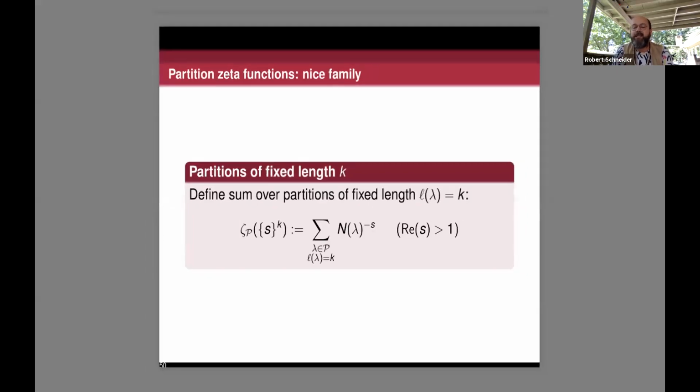Then we can define this zeta function. Notice the notation that I'm introducing: zeta over partitions of length k. That's what this little k up here denotes. I basically just ripped off the notation from multiple zeta values theory. So in any event, this is the zeta function of partitions, the sum of the reciprocal of the norm to the s power, summed over partitions of length k. This is one really nice family of partition zeta functions.